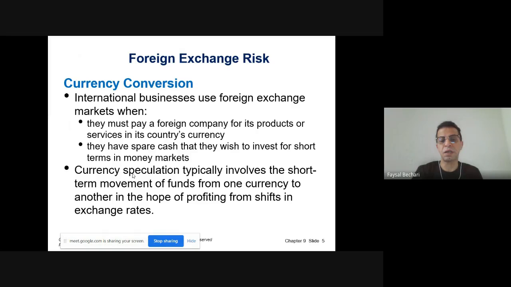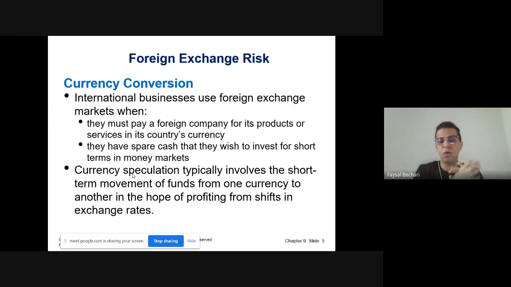The other thing is they have spare cash that they wish to invest for the short term in the money market. Or you have extra cash and you think that certain dollars would go up or that your currency is going down. So this is how you save, I mean, you make extra money. So there is a huge market of just exchanging money.